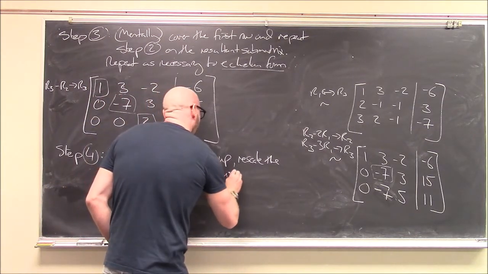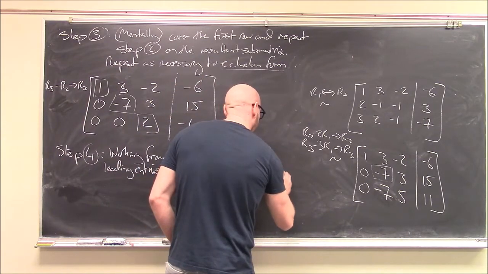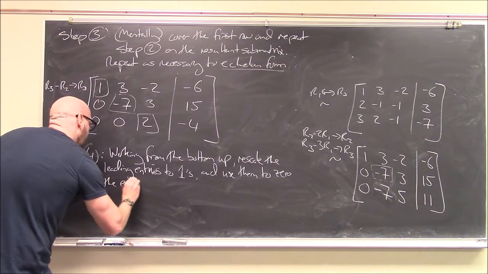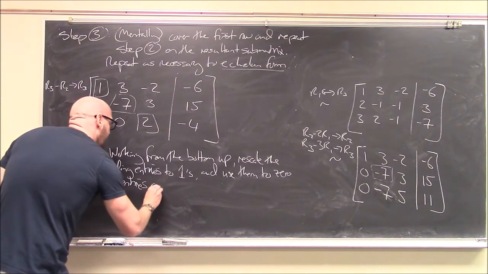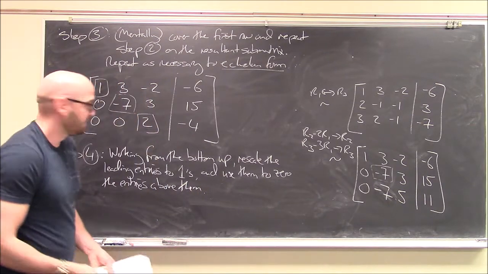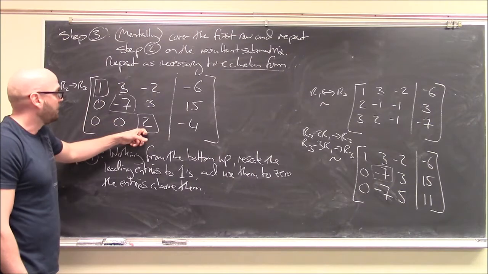and use them to zero the entries above them. Okay, so I'm going to work from the bottom up. So now I have this leading entry. I'm going to rescale it to a 1.